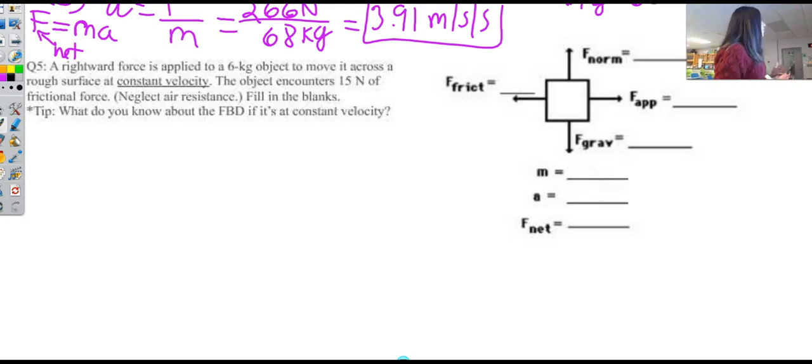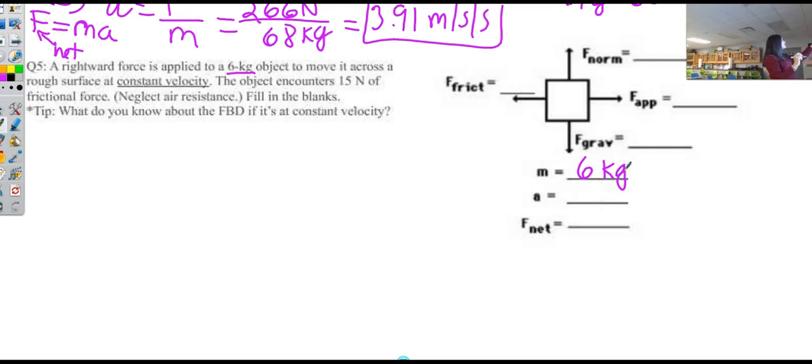So now let's try out question 5. This one's an easier question, and what I want you to do is pause and take 2 minutes and see how much of this you can actually get filled out on your own, okay? So we have a rightward force applied to a 6 kilogram object. As soon as I see a number, I'm going to plug it in. I know that kilograms is going to be my mass.